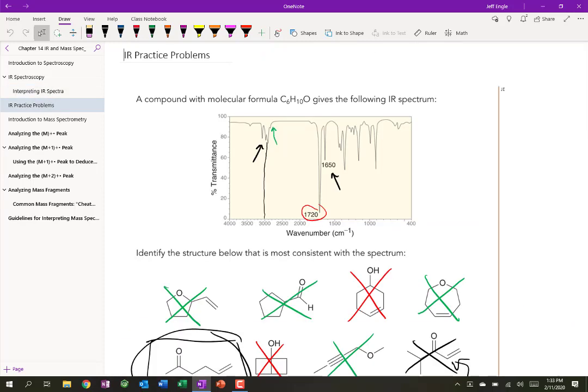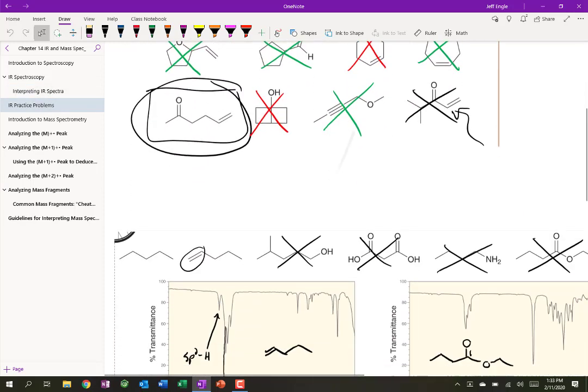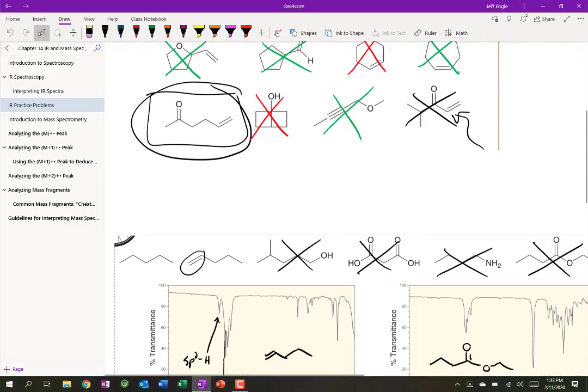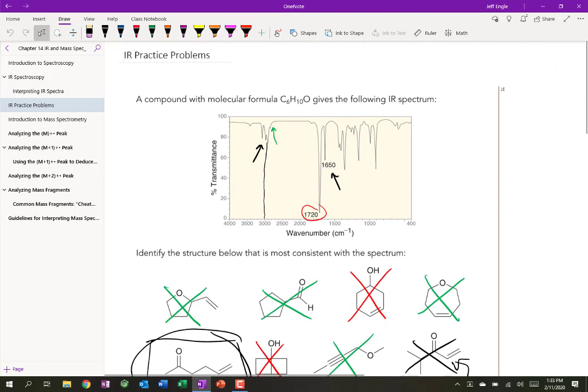There's some IR practice problems. I actually just pulled these ones from the book, but walked you through a few examples in the lecture video. So if you do need help doing that, make sure you do that. The skill builders for this chapter will be due on Tuesday. I realize there's a lot of them in this chapter.